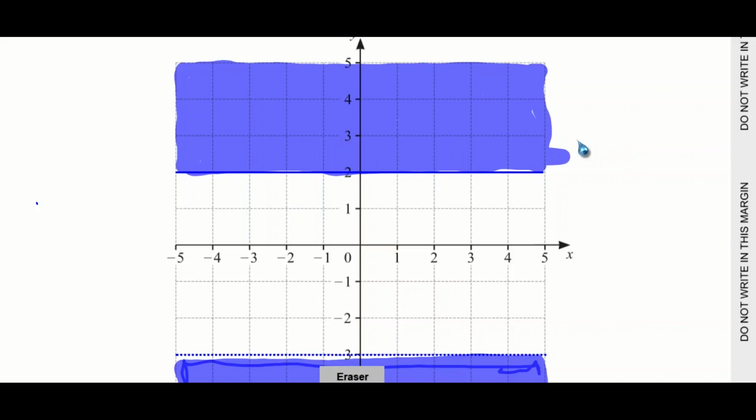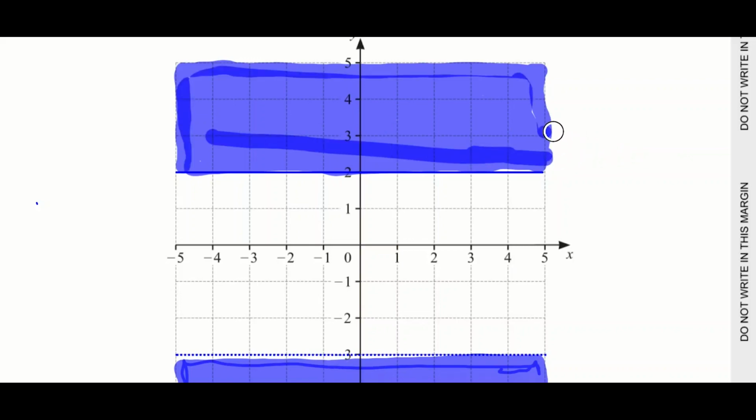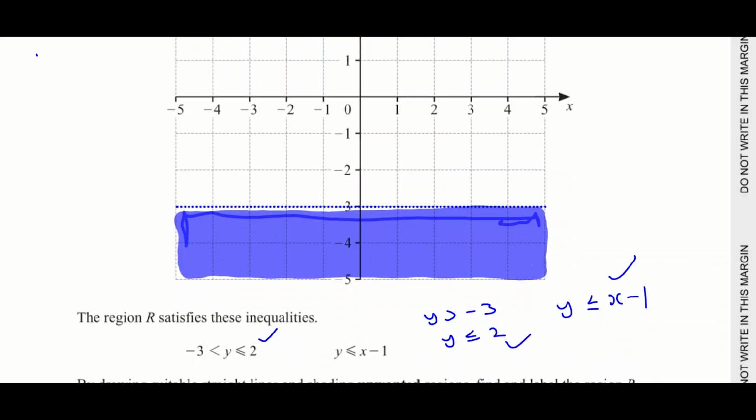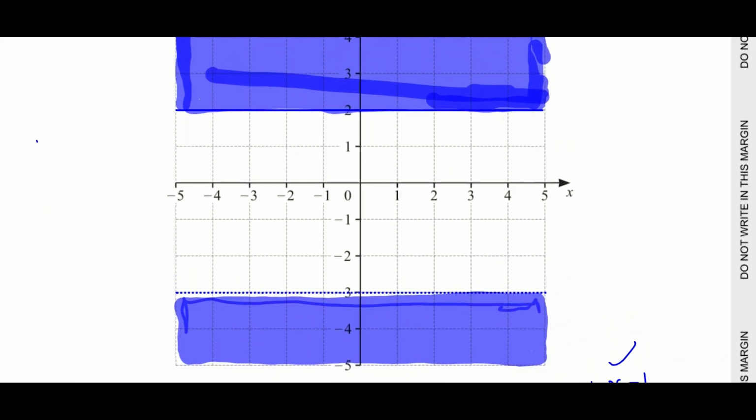Okay, so this is the unwanted. So let's remove this. Okay, so that's the second one. Then the third one, which should be the last one, is this: y is less than or equal to x minus 1.